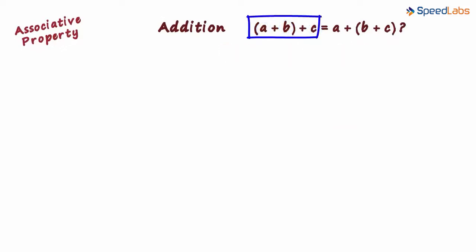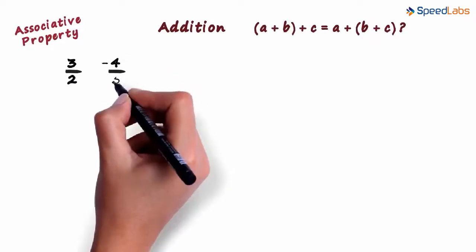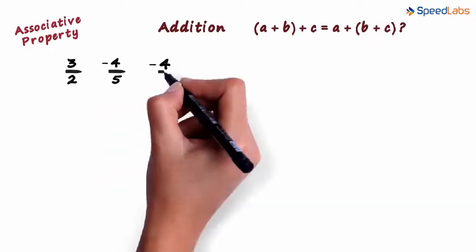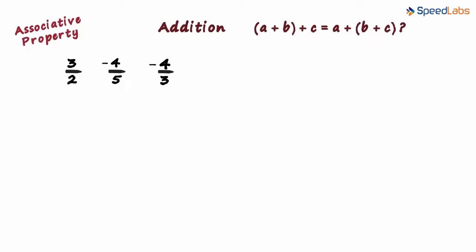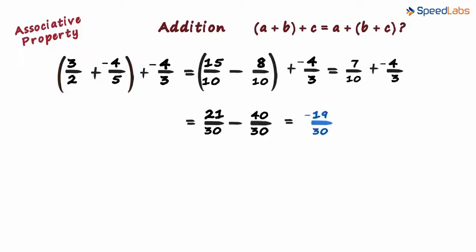Notice that on the left-hand side, a plus b are in brackets, and on the right-hand side, b plus c are in brackets. We take three random rational numbers now. Say 3 divided by 2, minus 4 divided by 5, and minus 4 divided by 3. Let us put the brackets around the first two numbers and keep the third one as is. In mathematics, based on the order of operations, brackets have to be solved first. This is how the calculations will look.